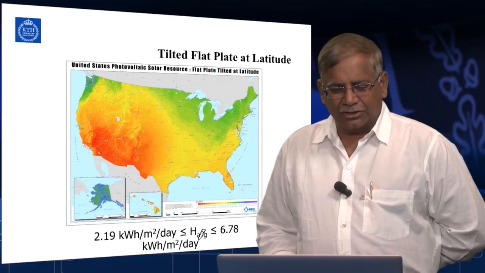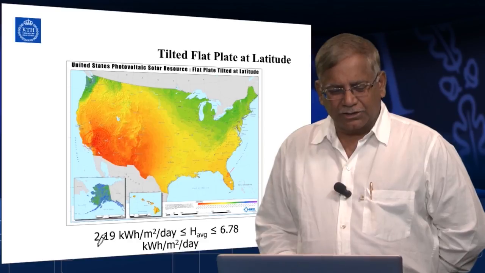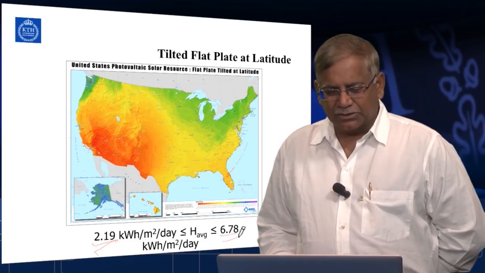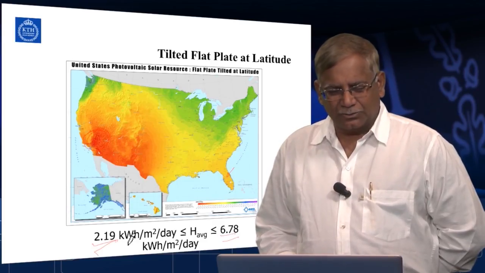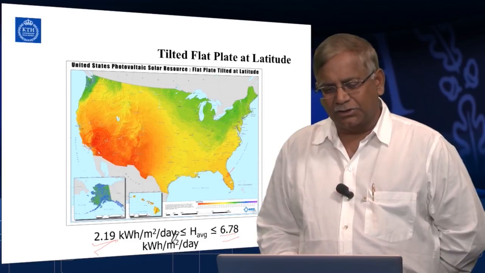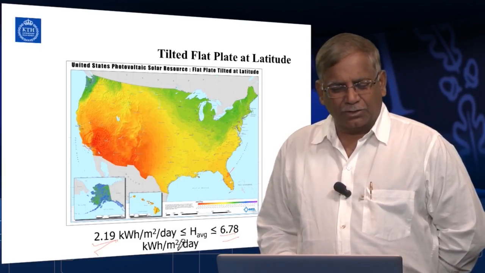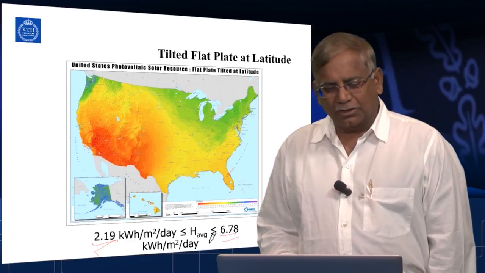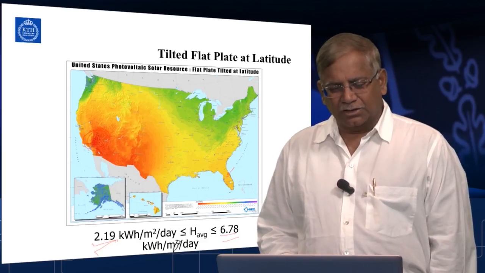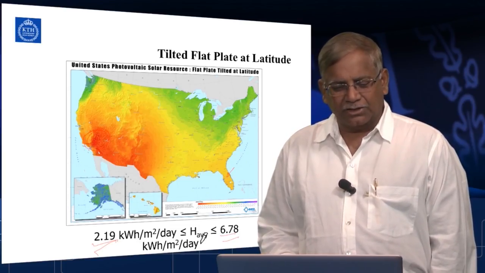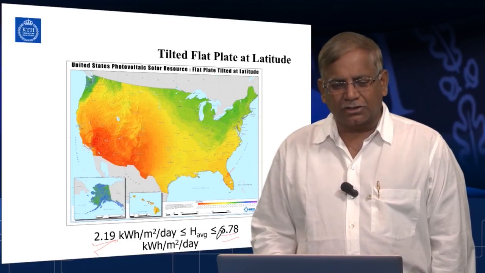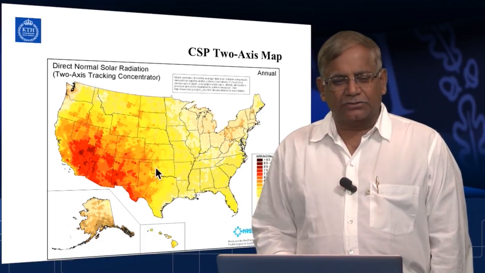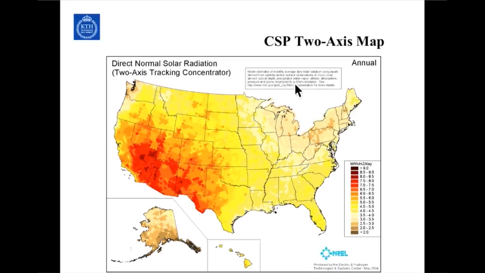So the average insolation varies from 2.19 kilowatt hours per meter square per day to about 6.78, and typically what you would like to have for the solar installation to be effective is around 5 kilowatt hours per meter square per day. Then that becomes good enough to have a reasonable cost, and the levelized cost of energy will be in line with conventional energy.